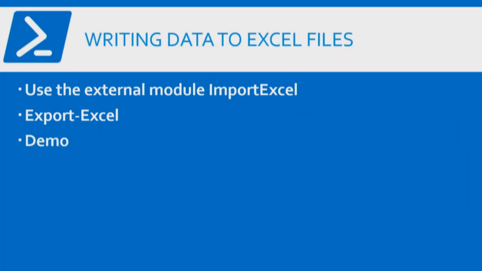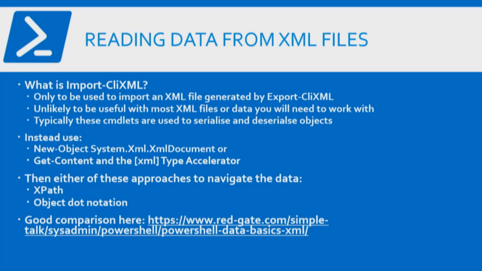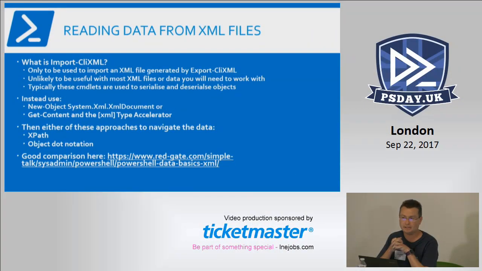So that's CSV files. Moving on, so XML. This is one which quite often confuses people because there are cmdlets called Import-Clixml and Export-Clixml, not Import-XML. So straight away there's some confusion with the naming. These have been here since PowerShell 1, and typically these are used to serialize and deserialize objects.